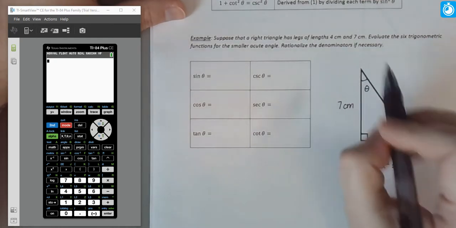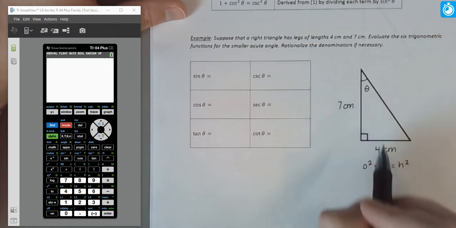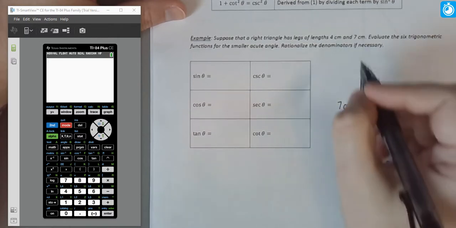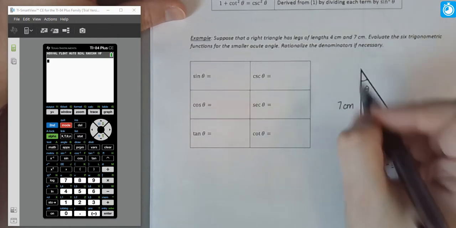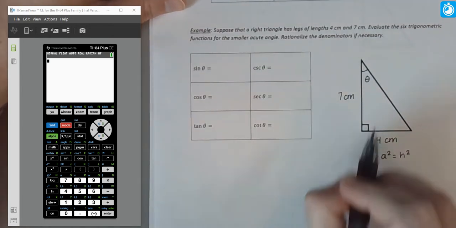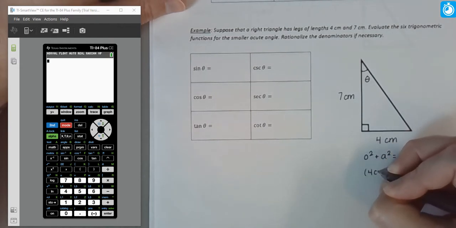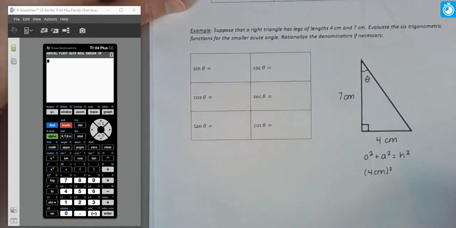So if this is where theta is being placed, we know this is going to be the opposite side. It's opposite of theta. And this will be the adjacent side since it's the leg that's incident with theta. And of course it's not the hypotenuse. So opposite here is going to be 4 centimeters, so 4 centimeters squared. Adjacent is 7 centimeters, so 7 centimeters squared. And then hypotenuse is our unknown. It's what we want to solve for.